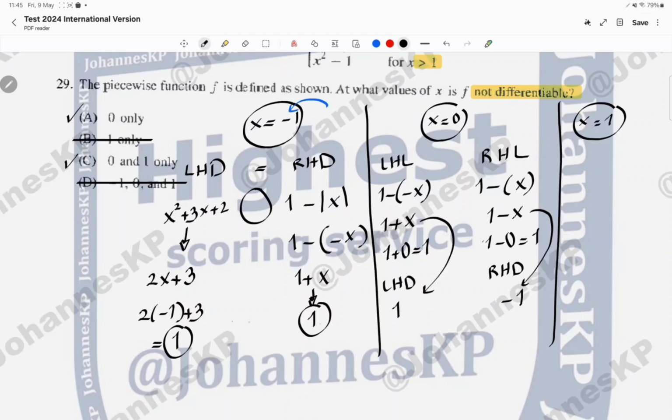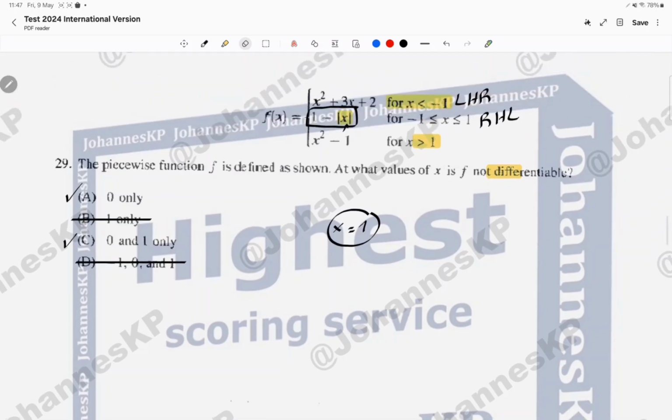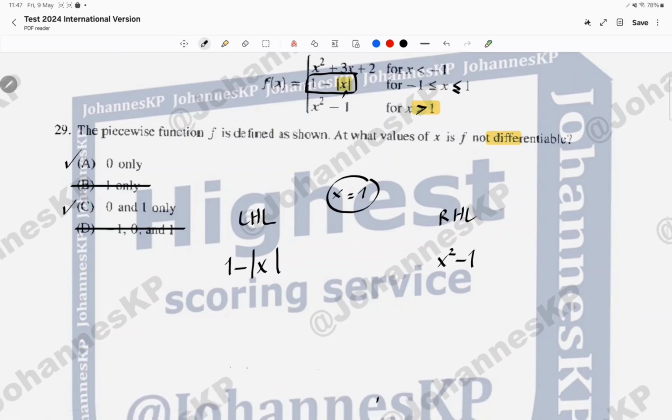Okay? Now we just have to check the continuity and also differentiability at x of 1. Let's erase some stuff. Yeah. So let's check the continuity at x of 1. So let's check the left-hand limit and right-hand limit. So the left-hand limit will be less than 1, so 1 minus absolute value of x. Right-hand is bigger than 1, x squared minus 1. Since the x is 1, make the inside positive.